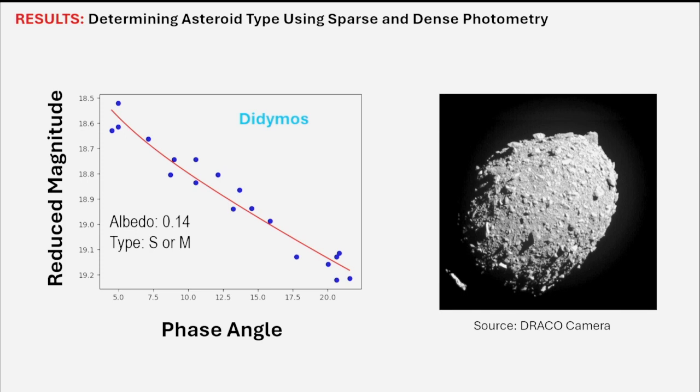So, knowing the albedo of Didymos was 0.14, I concluded that it was either an S-type asteroid or an M-type asteroid. And as you can see on the right, this is an image from the Draco camera of the asteroid Didymos, and you can see that it definitely looks stony type, concluding that these results were correct.